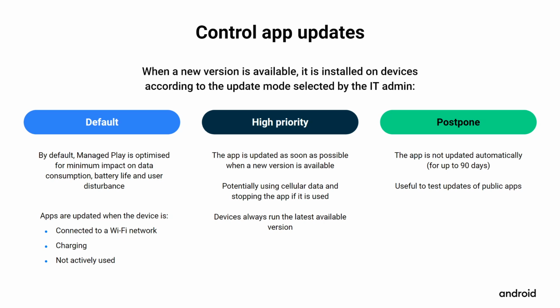The second new mode is the postpone mode. With the postpone mode, the app is not updated automatically. This is useful if you'd like to test the new version of a public app in case the developer has not set up closed tests, or if you'd like to ensure a period of stability across your fleet with no updates for critical apps that your business relies on. The postpone mode has only effect for a maximum of 90 days, after which the app is updated automatically with the default behavior. These update modes, you can set them per app and per device, and you can also change them at any time. So this gives you full flexibility for controlling updates.